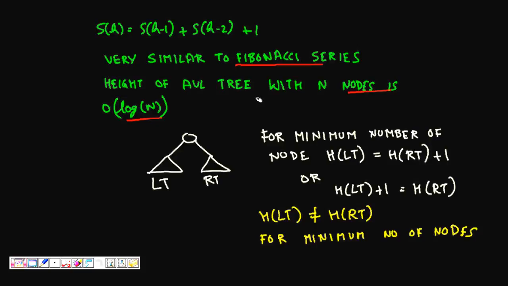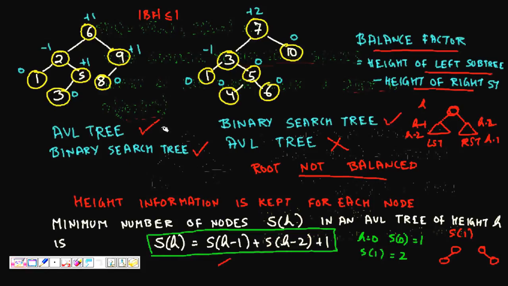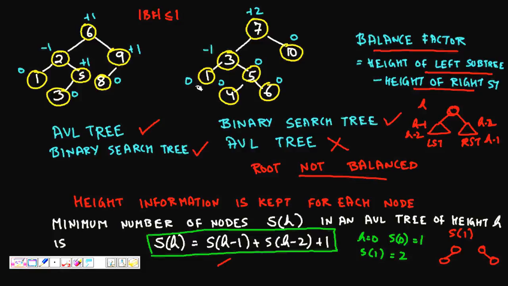Okay, so this is the basics about the AVL tree: what an AVL tree is, how we find out if a binary search tree has the AVL tree property, and how to find the minimum number of nodes in an AVL tree with height h. So this was the introduction to the AVL tree.